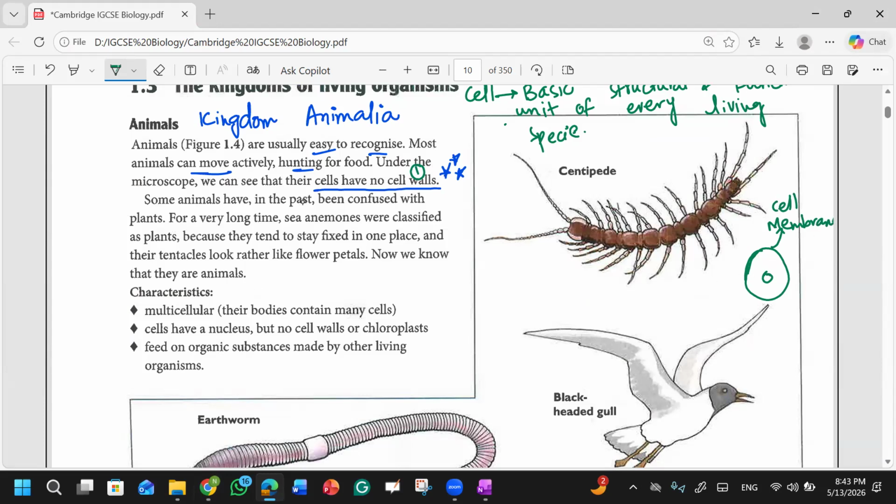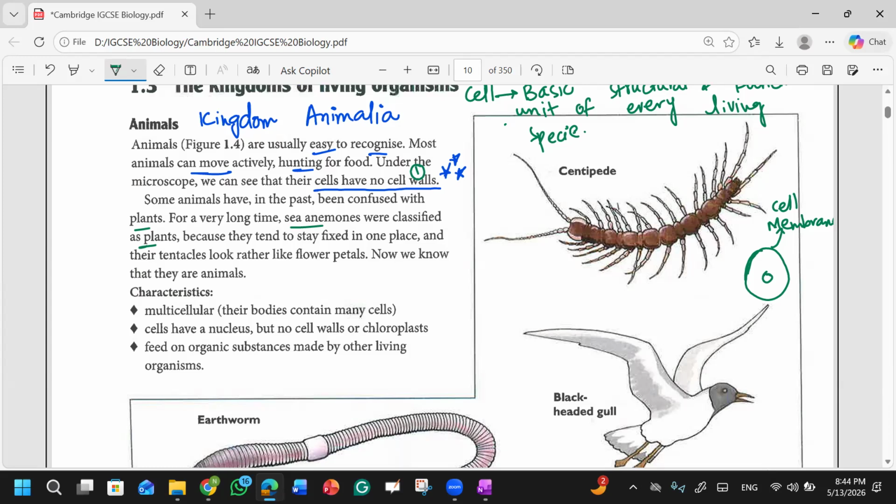Then some animals have in the past been confused with the plants. For a very long time, sea anemones were classified as plants. In initial times, when they were doing the discoveries, they placed different species in different groups. Those were actually supposed to be in the animal group, but they placed them in the plant group based on some morphological things. Sea anemones stay at their position. They don't move like the active movement of the animals.